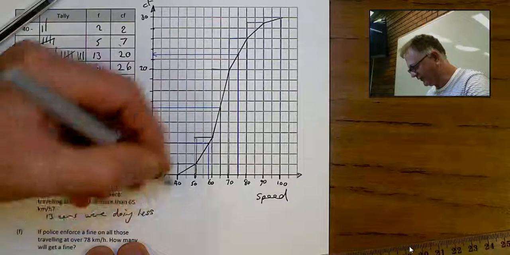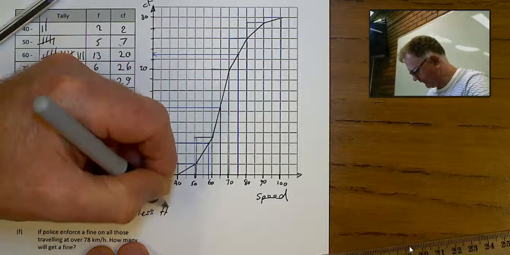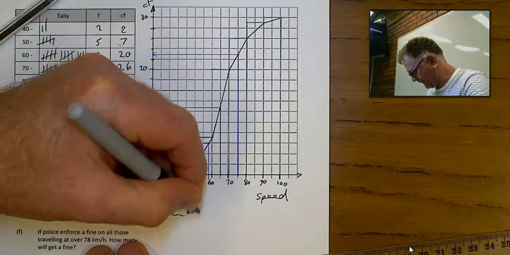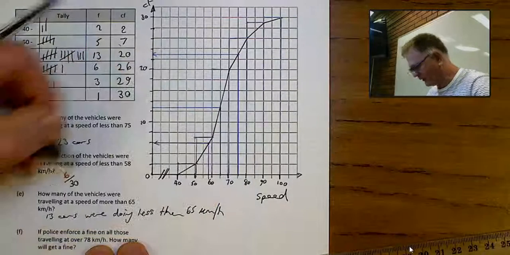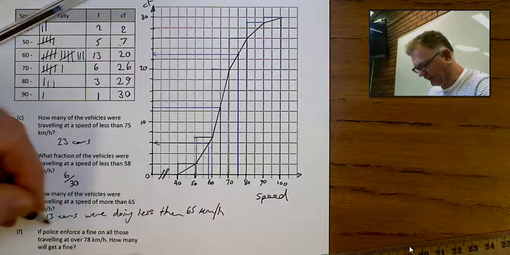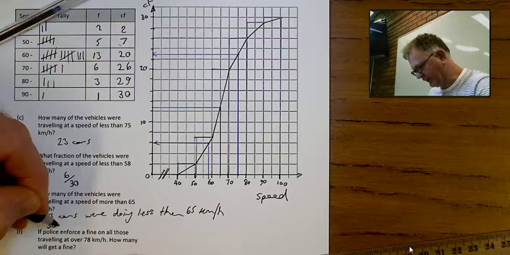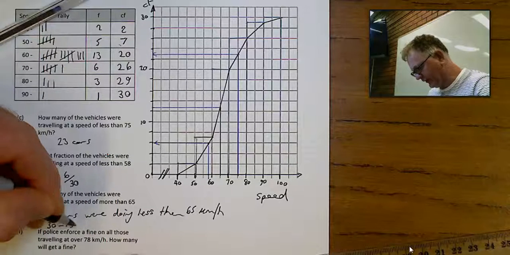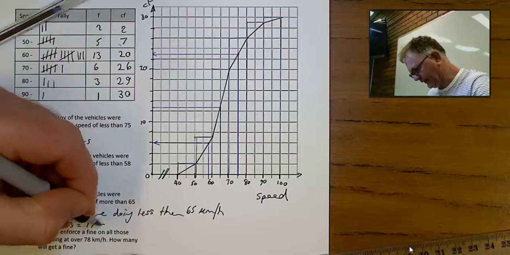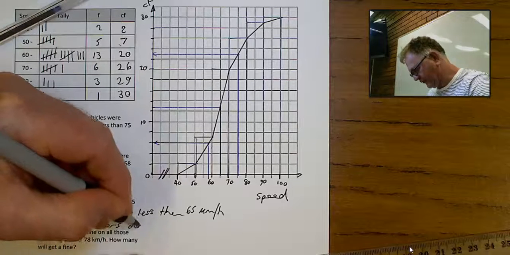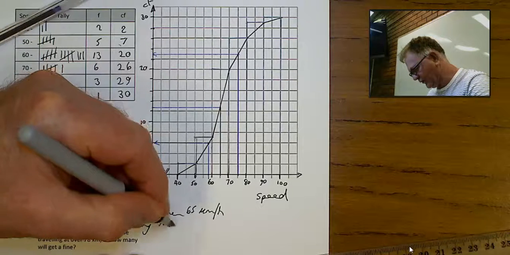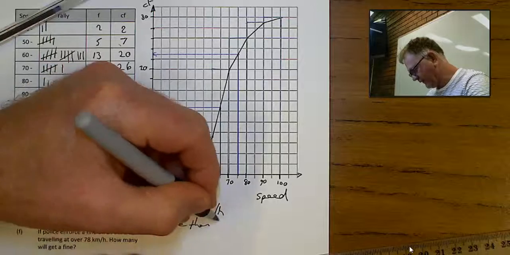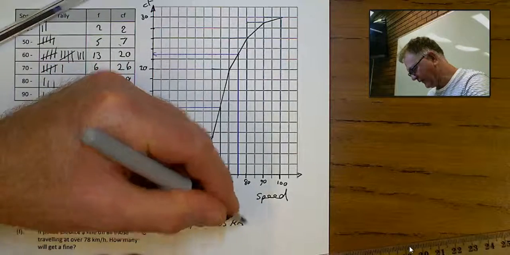But the question didn't ask me that. The question asked me how many were doing more than that. So that means there were 30 cars that were measured. 30 minus 13 equals 17 cars doing more than 65 kilometres per hour.